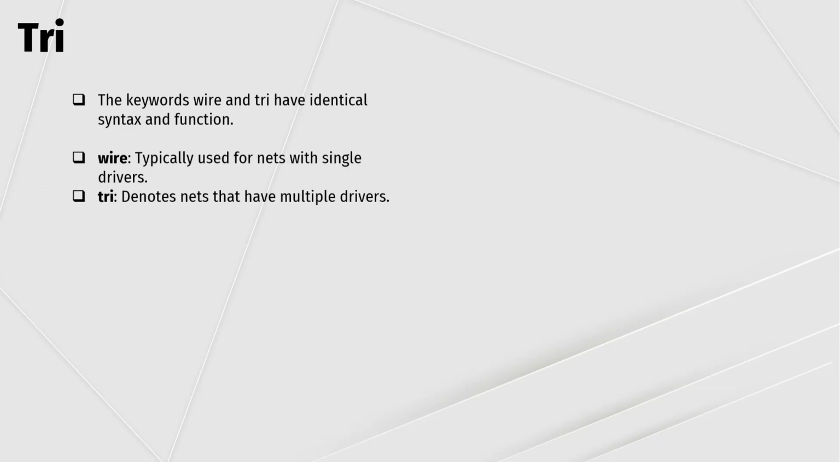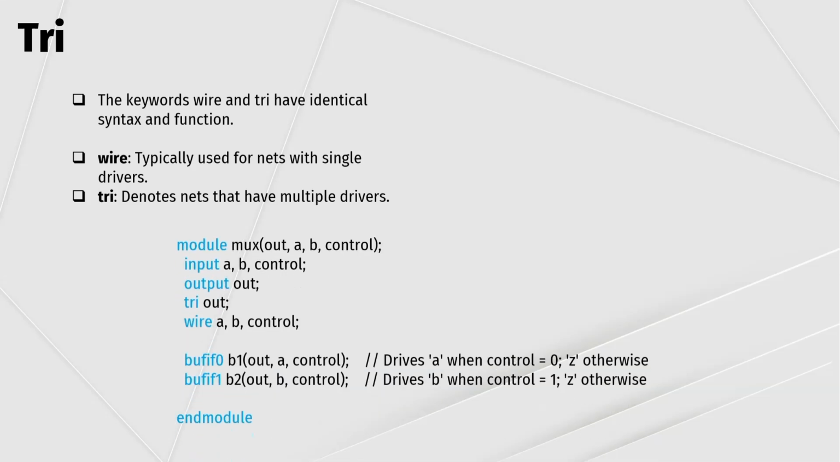Firstly, it's important to understand that the keywords wire and tri have identical syntax and function. However, they serve different purposes. The keyword wire is used for nets with single drivers, while tri is used for nets that have multiple drivers. In practice, multiplexers often use the tri declaration, and I'll show you an example of this.